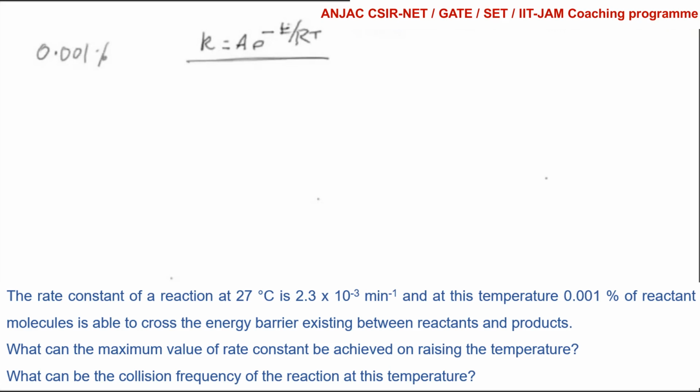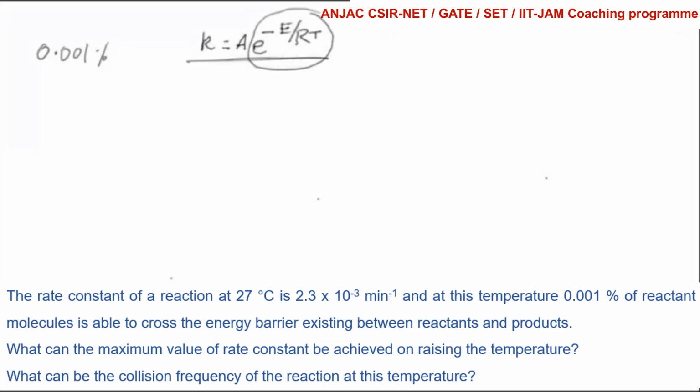Why is it easier? At the beginning of this discussion, I told you what this indicates. Tell me anybody, e power minus E by RT represents what? It is the fraction of molecules crossing the energy barrier. Look at what is given here: at this temperature, 0.001% of the reactant molecules are able to cross the energy barrier.